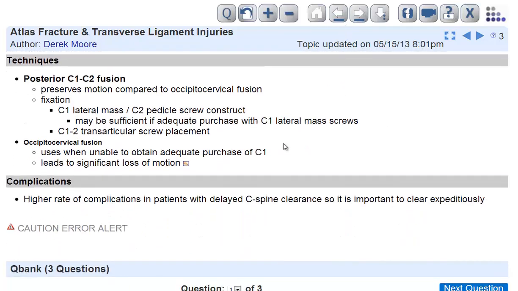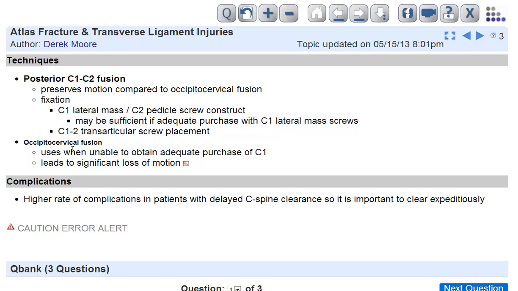Now, what techniques to use? It's either going to be a posterior C1-2 fusion or an occipital cervical fusion. Whether you can do a C1, C2 fusion is really dependent on what the fracture pattern looks like and what is the integrity of your lateral masses. So in a lot of fracture patterns, you are able to obtain significant purchase with your lateral mass screws. If you can do that, that's great. Then you can put in pedicle screws of C2 and create a C1 lateral mass C2 construct. This is a much better operation if you can get away with it than an occipital cervical junction.